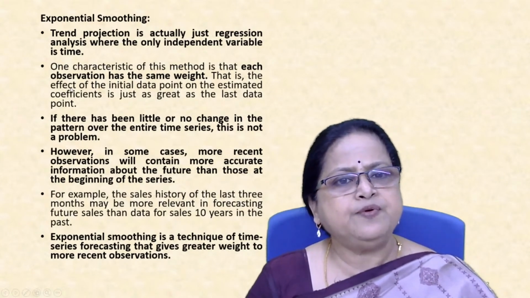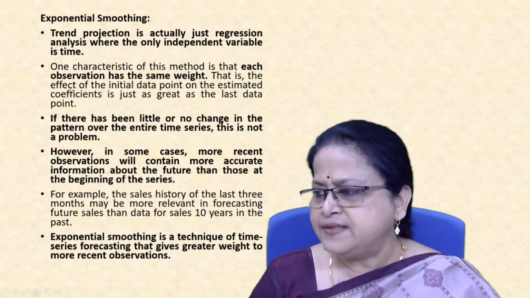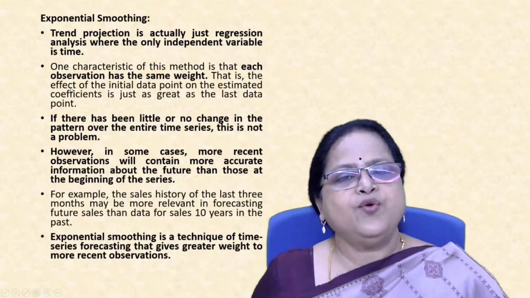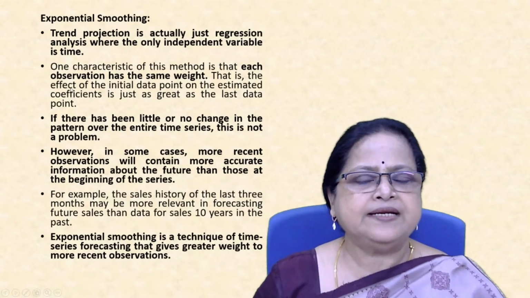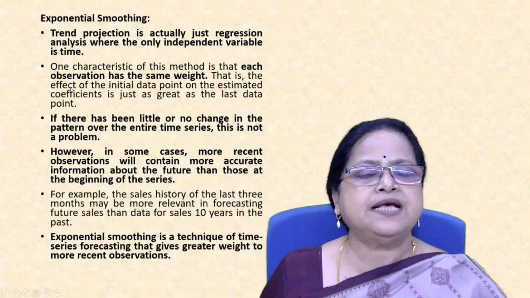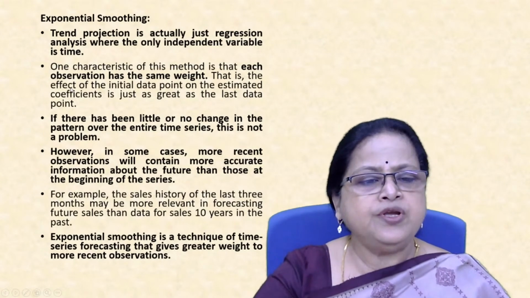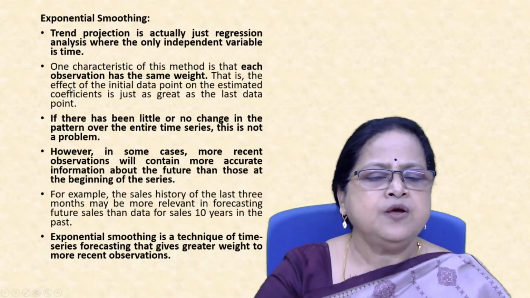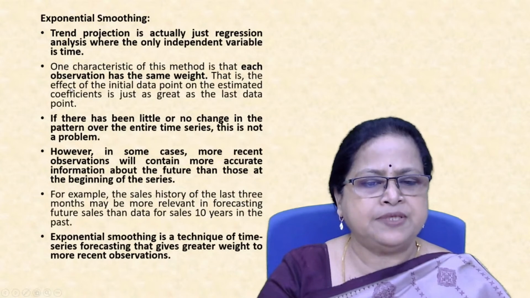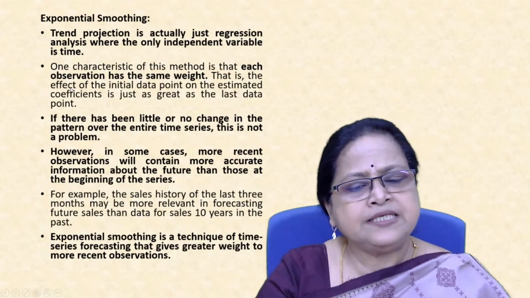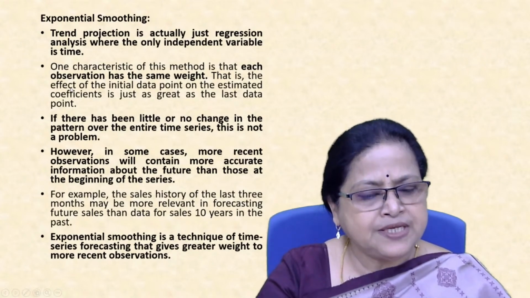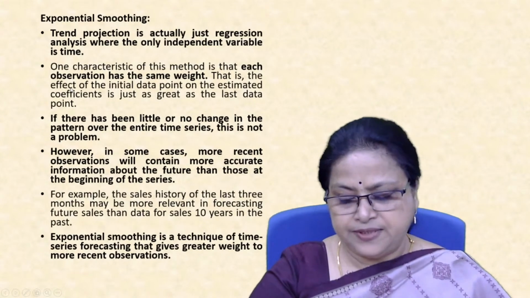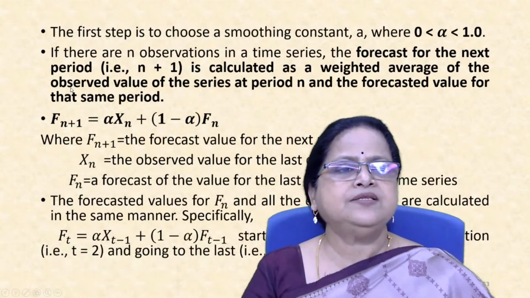The trend projection is actually just regression analysis, where the only independent variable is time. One characteristic of this method is that each observation has the same weight. Now here we have to give different weights. In some cases, more recent observations will contain more accurate information about the future. Exponential smoothing is a technique of time series forecasting that gives greater weight to more recent observations. That is the idea, and this is the formula.